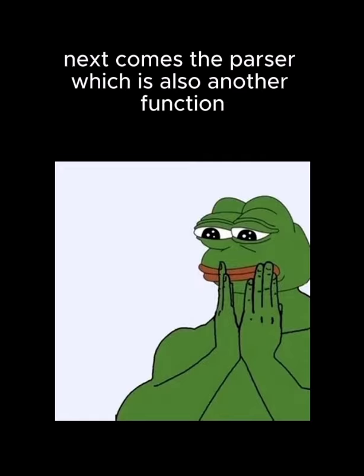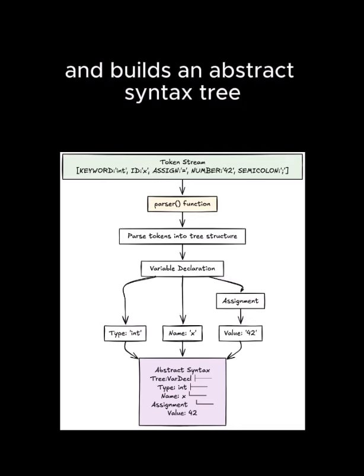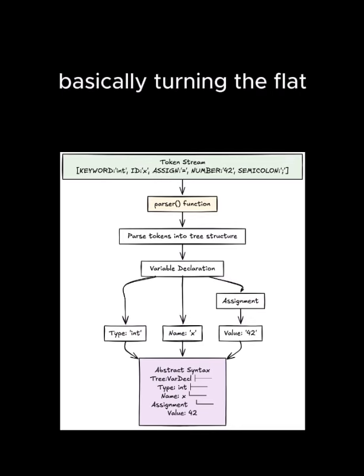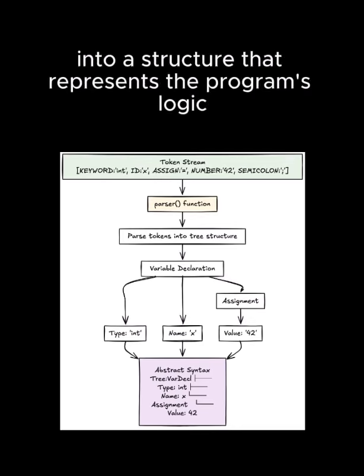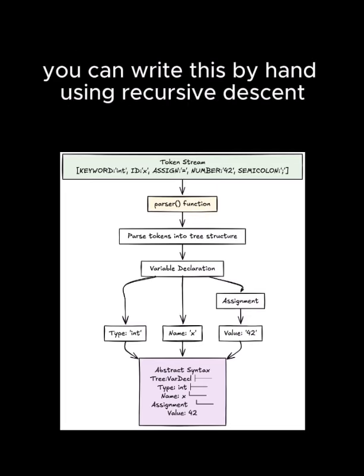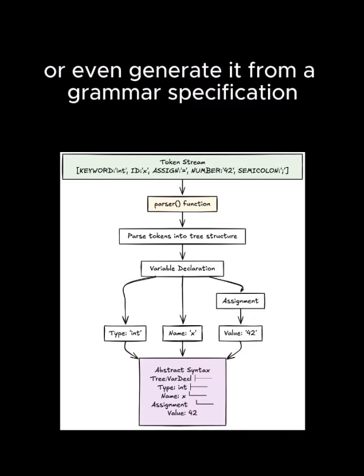Next comes the parser, which is also another function, which takes those tokens and builds an abstract syntax tree, basically turning the flat sequence of tokens into a structure that represents the program's logic. You can write this by hand using recursive descent, or even generate it from a grammar specification.